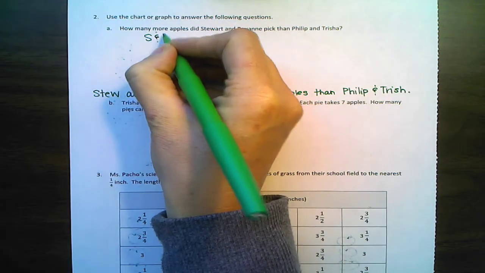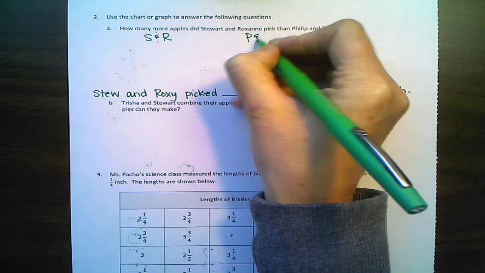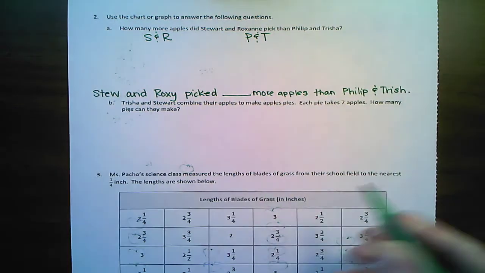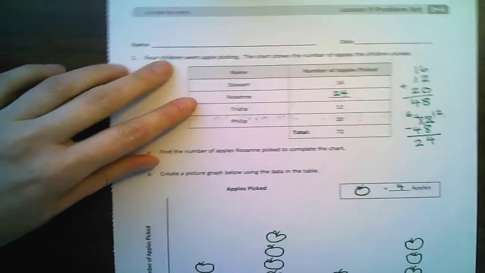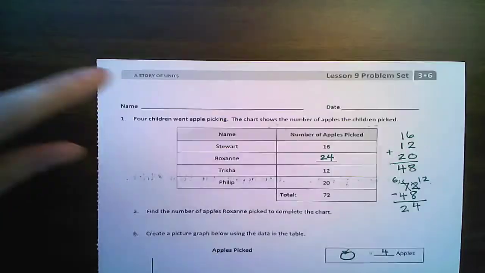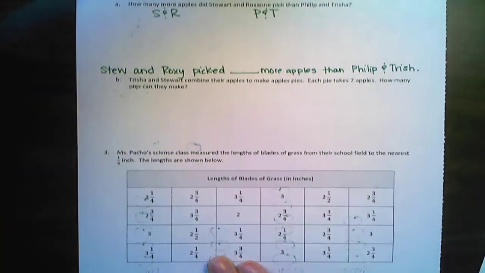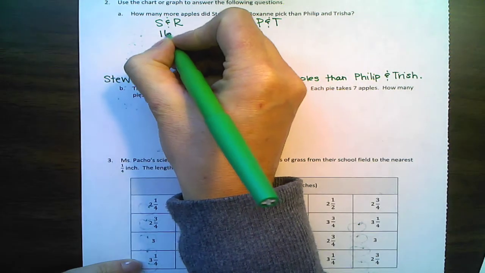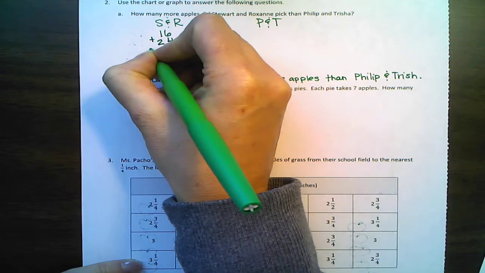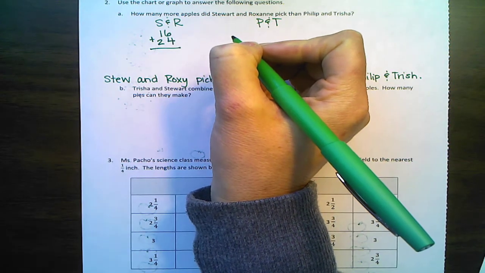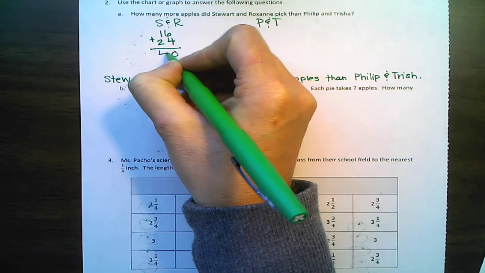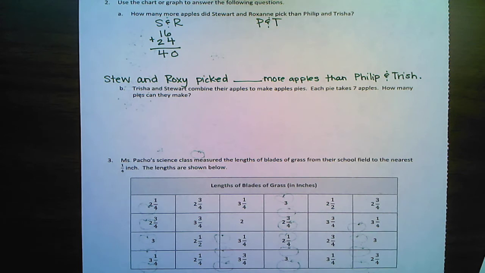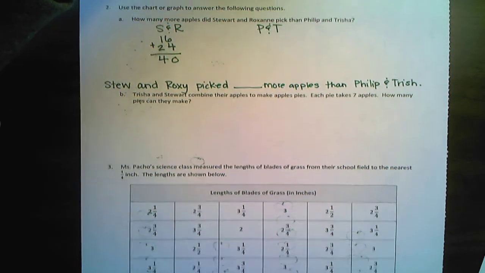So I'm going to write S and R up here and P and T to figure out how many each of them picked. So Stuart and Roxanne, Stuart picked 16, Roxanne picked 24. Let's add those together. 16 plus 24. Go ahead and do that math real quick. Did you get 40? Fabulous.